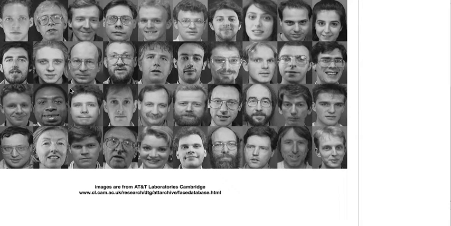Here we have an app that's used for facial recognition. It's based on research done back in the 1990s. These are 40 different scientists' faces, and the research was done at AT&T Laboratories in Cambridge, England.